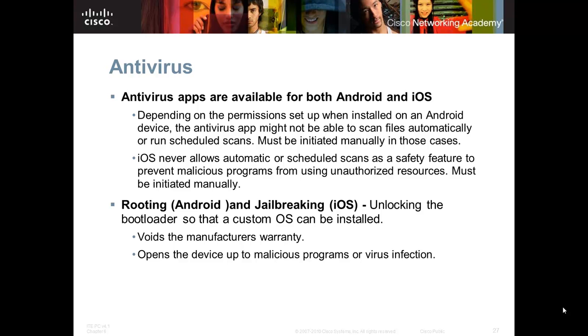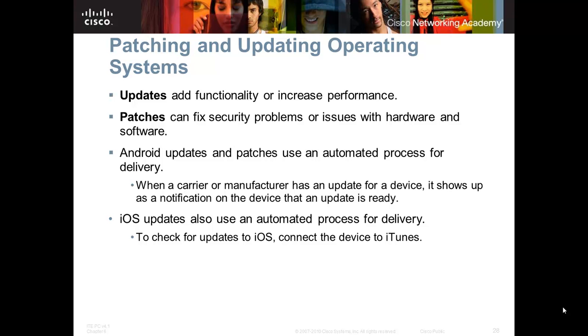You may have heard about a process known as rooting your Android phone or jailbreaking iOS. Essentially, what this does is unlock the system so that a custom operating system can be installed. Note that when you do this, it does void the manufacturer's warranty, and it can possibly open up the device to malicious programs or virus infection. People typically do this when they want complete control over the phone, or they want to be able to develop their own operating system.